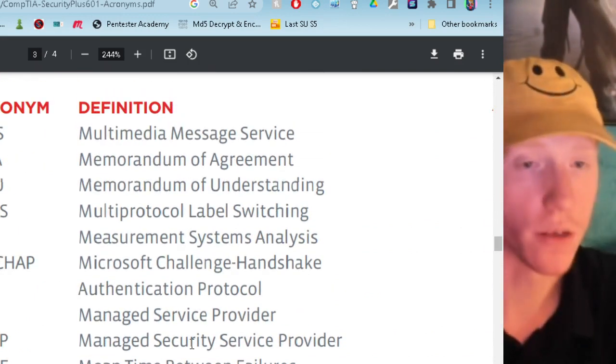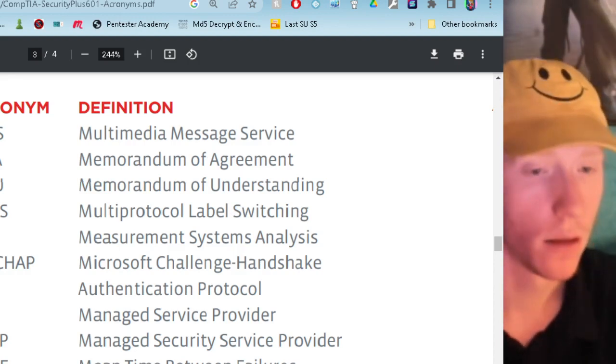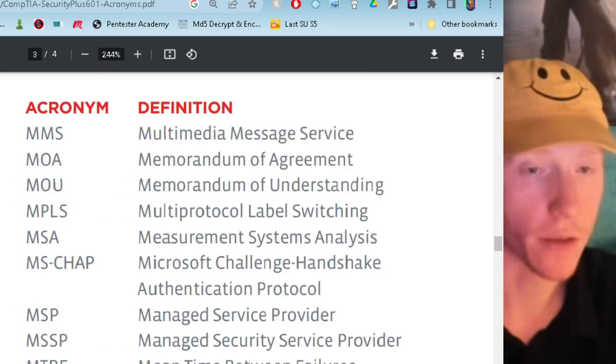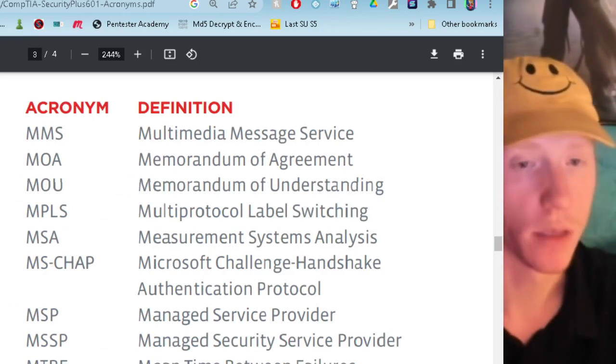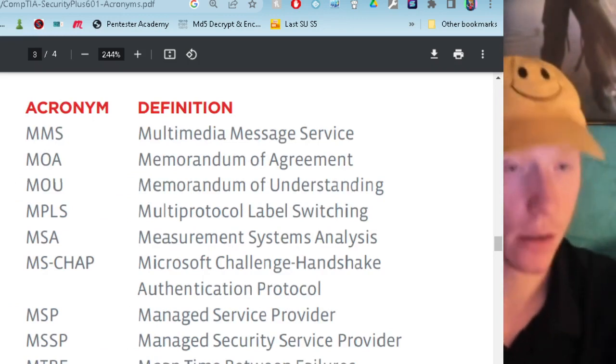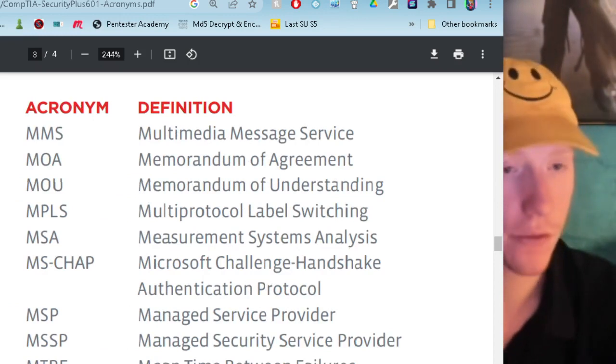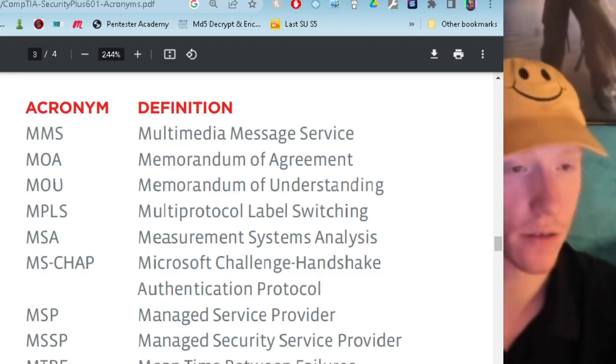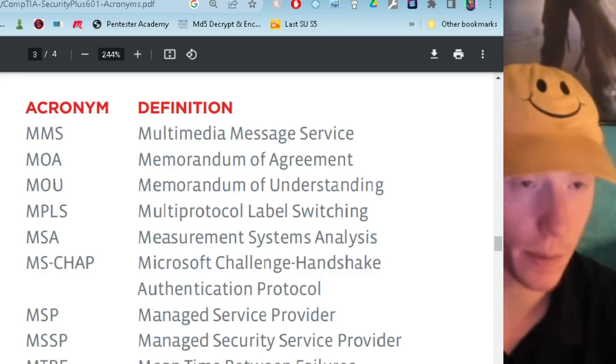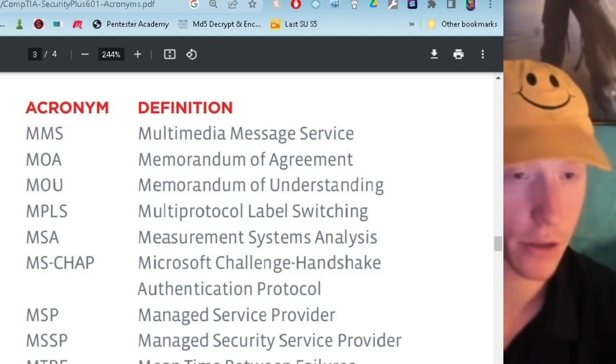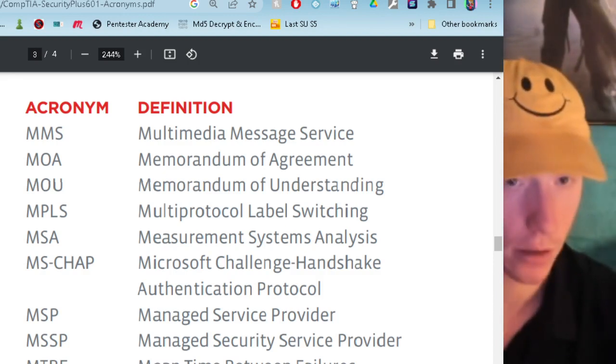An MMS is the Multimedia Message Service. A MOA is a Memorandum of Agreement. An MOU is a Memorandum of Understanding. MPLS is the Multi-Protocol Label Switching. MSA is the Measurement Systems Analysis. MSCHAP is the Microsoft Challenge Handshake Authentication Protocol.